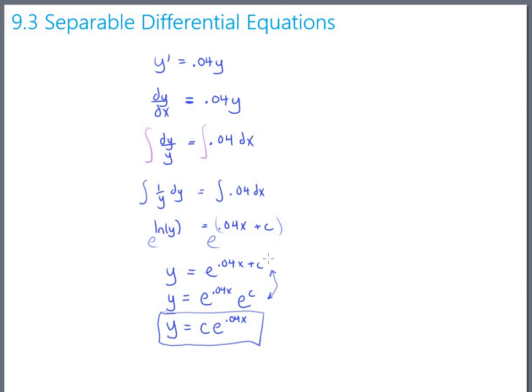Okay, so those are a couple warm-up examples. We need to take a look at a couple examples of initial value problems and maybe some slightly more complicated integration as well. So we'll do that in the next video.